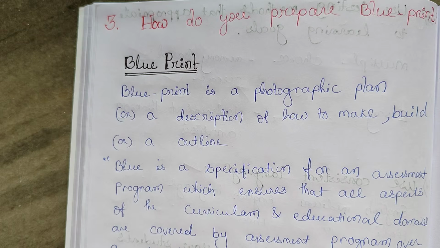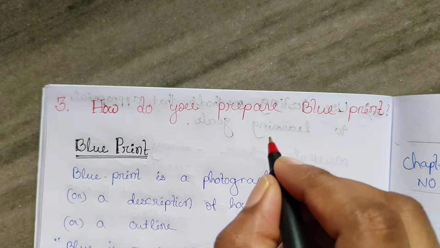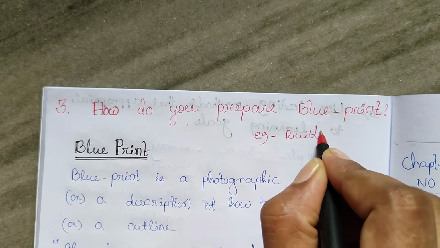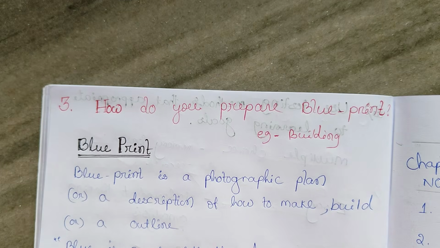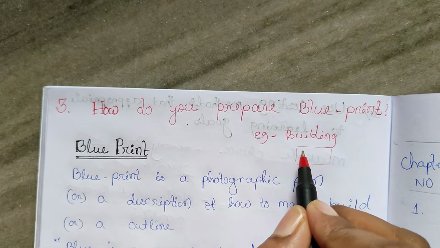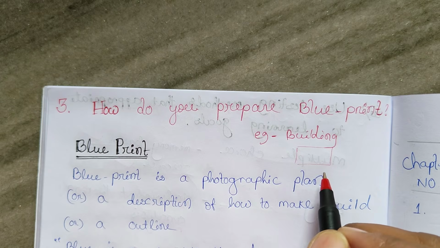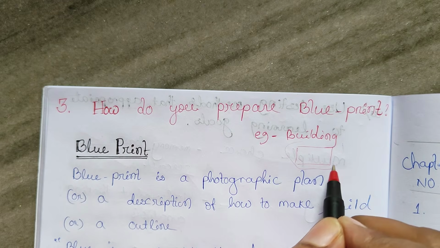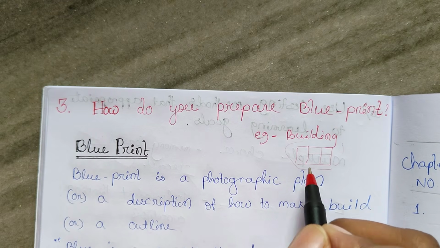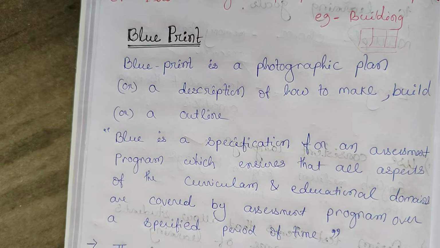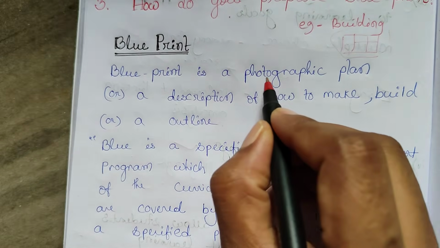Okay, for example, you are trying to construct a building. So first what you will do, first you will make an outline. Here this room, this side restroom, this side bathroom, toilet, we will do boundaries like this. You are doing some outline, right? Like that. So blueprint is a photographic plan.